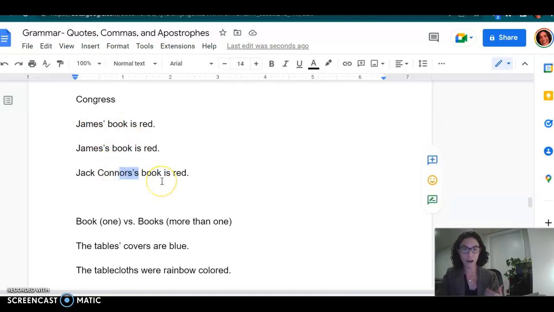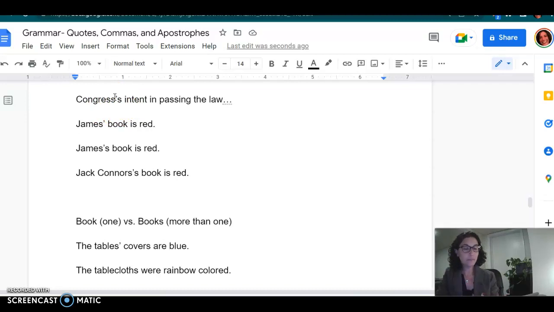We just do an apostrophe S to show possession. And the same thing would be true with Congress. You can say Congress's intent in passing the law or something like that, showing that the intent belonged to Congress.